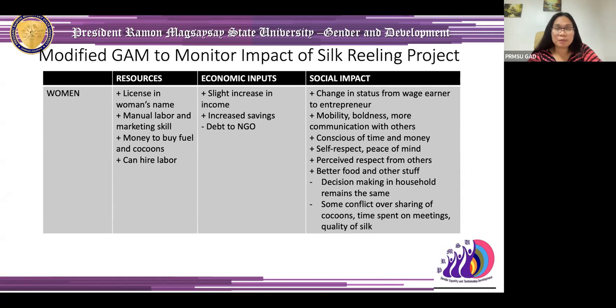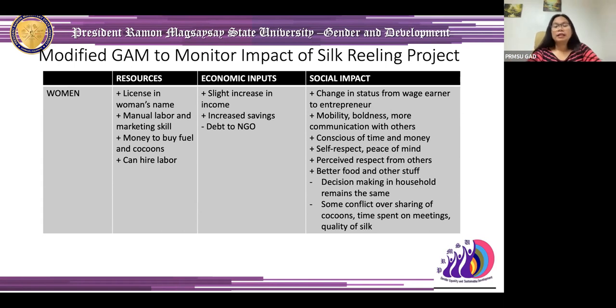For the economic inputs, of course, pag nag-introduce tayo ng livelihood program, we are really looking into the economic inputs. Pero dapat, ang sinasabi po ng training natin ay we should not be confined only in the economic inputs. Maaaring nakita natin nag-increase yung kanilang income, but there are other negative effects of the program. So ganun po yung dapat nating baguhin or paano natin i-improve yung ating extension program so that it will be gender responsive.